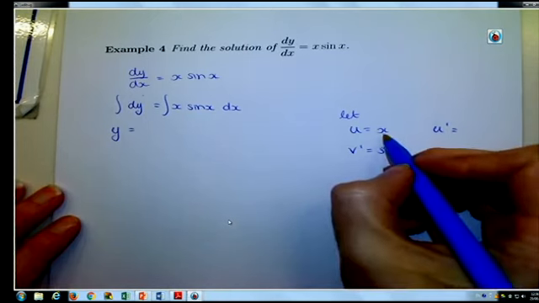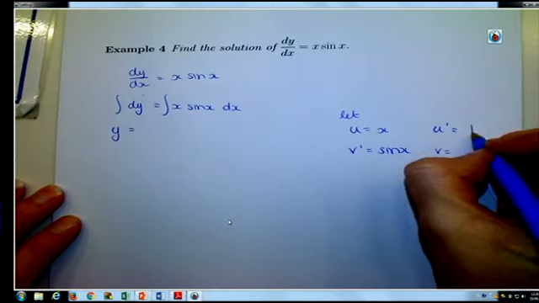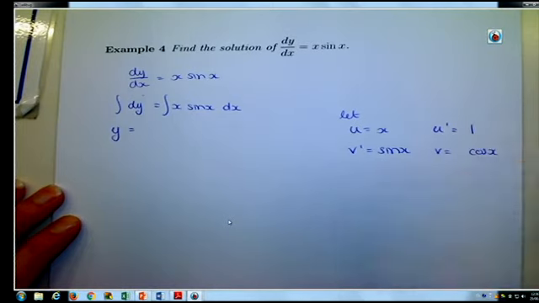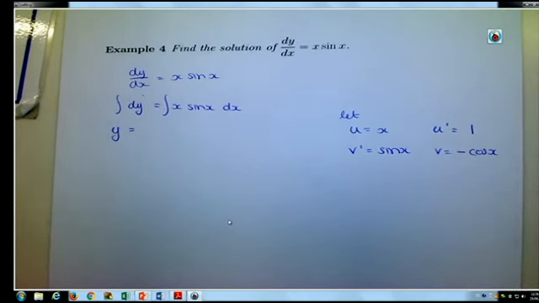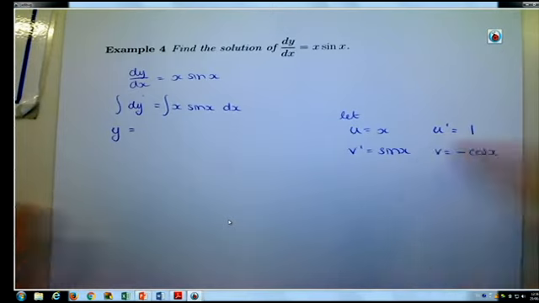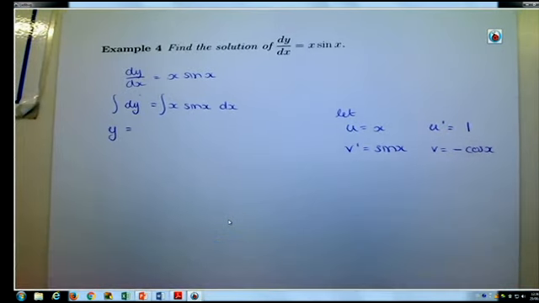Now, this one here, when I differentiate it, I just get 1. And this one here, when I integrate it, I get cos of x. And then I have to change the sign as well. Okay, so now I can tell you why I chose them that way. I chose them that way because when I differentiated this u thing, it got easier, right? And so you can see what I mean by easier. It becomes a constant instead of a function. Okay, and that's what's going to make our life easier.